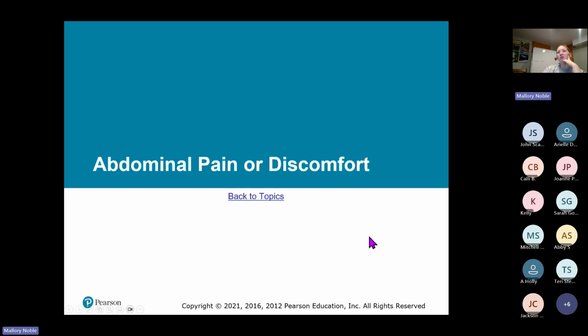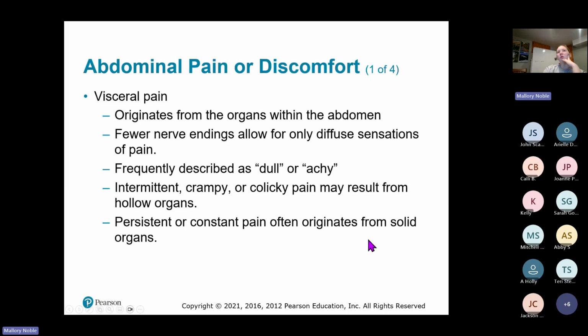So now we've got an issue. We've got pain. We've got some sort of discomfort. Well, visceral pain. This is pain that's originating from the organs within the abdomen. Again, visceral referring to the organs. There are fewer nerve endings within our organs or within that visceral covering. So when we feel pain, it's very diffuse. It's a dull or an achy, sometimes classified as intermittent or colicky type pain that's happening from these organs.